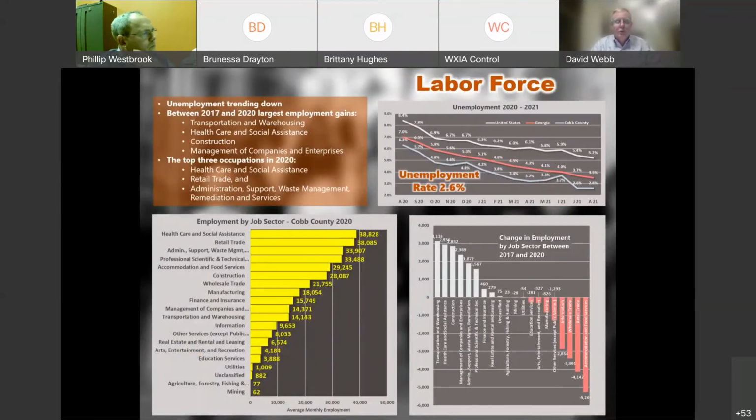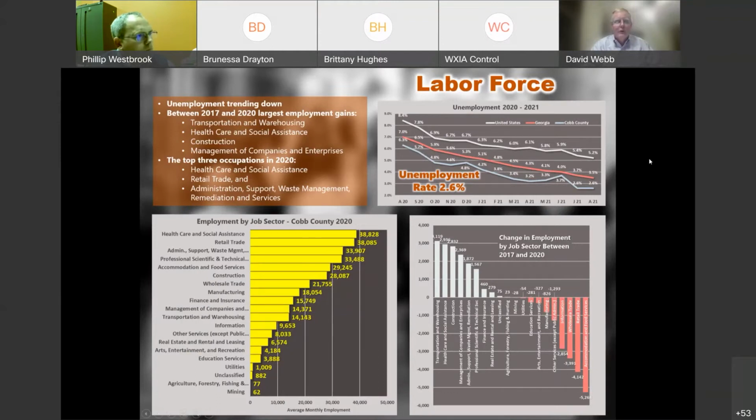Let's look at our labor force. I would emphasize this is a point-in-time survey. Unemployment is trending down, and a lot of this really was not fully captured by the pandemic numbers. Most of our 2020 and 2019 numbers we're looking at for the comprehensive plan were taken or were in progress as the pandemic started.